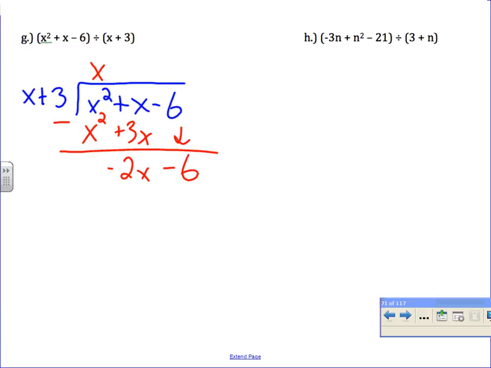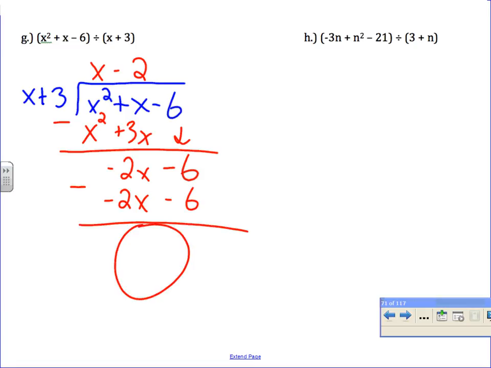Maddie, how many times does x go into negative 2x? Good. So minus 2. When you multiply them, we get negative 2x minus 6. Don't forget, you need to subtract those two binomials. You get 0, which means there's not a remainder. So your answer for letter G is just x minus 2. Getting a little bit easier? Okay, let me pick a harder one.